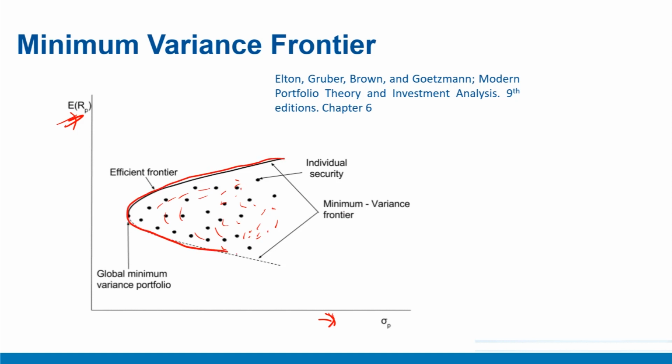Why are we calling it a minimum variance frontier? Because every point on this minimum variance frontier represents a point where, for a given level of return, it gives you the minimum level of risk, and that is why it is called the minimum variance frontier.